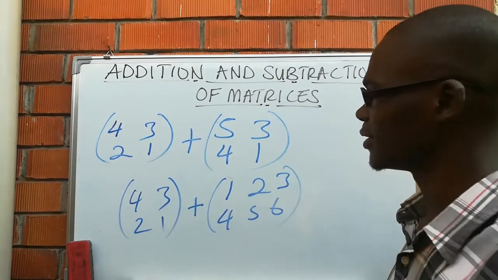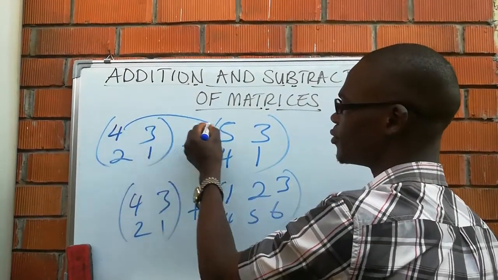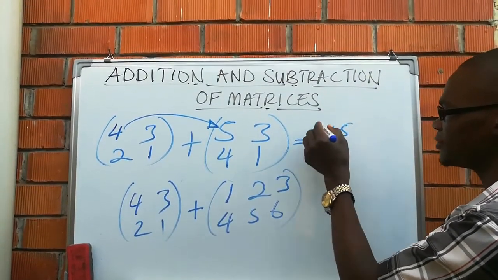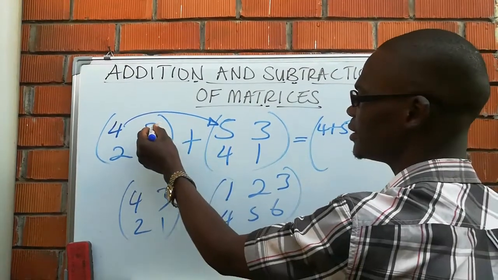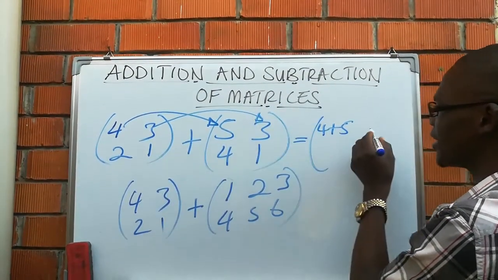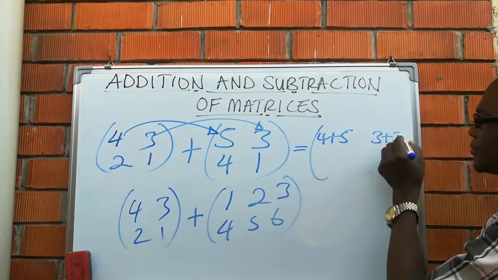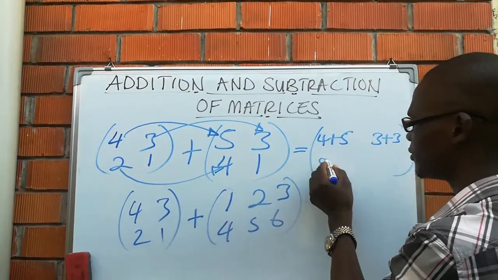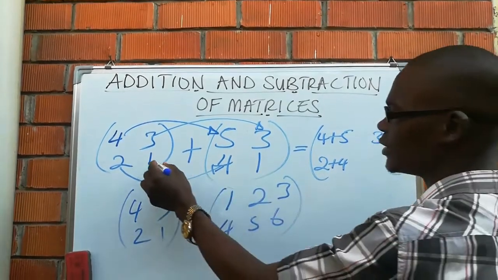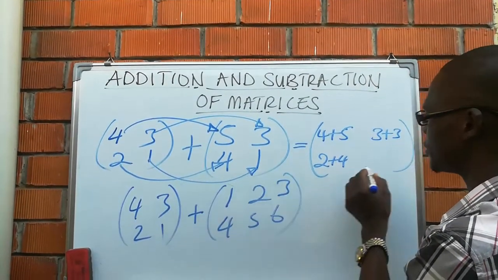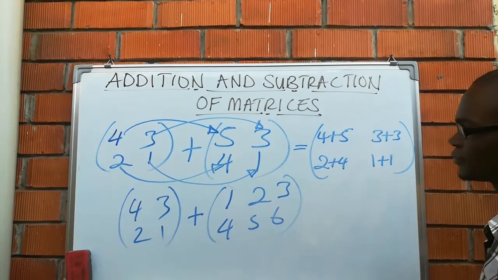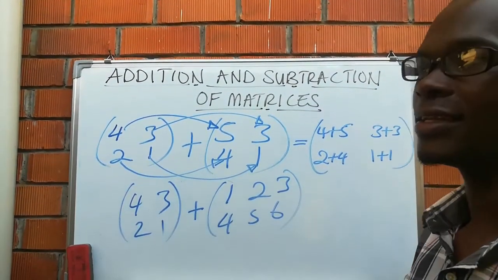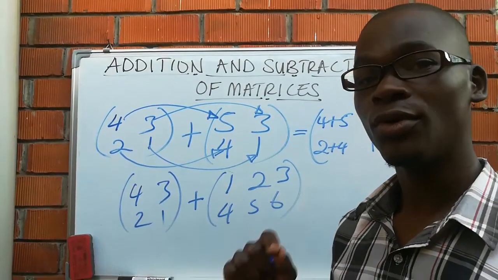For instance, the 4 will add to a 5 to give us 4 plus 5. Then 3 adds to 3 to give us 3 plus 3. Then 2 adds to 4 to give us 2 plus 4. And 1 to a 1 to give us 1 plus 1. So this is only possible when the matrices are of the same order.